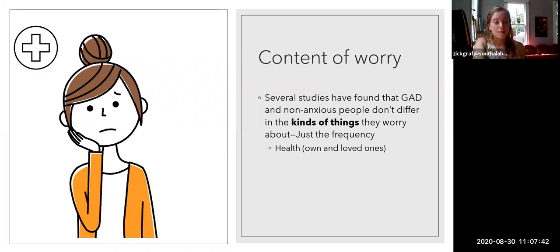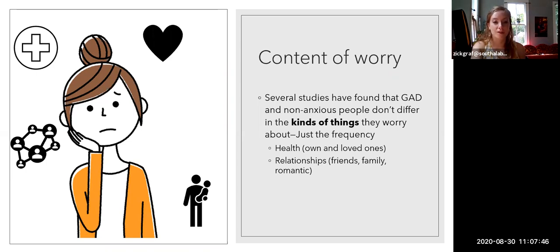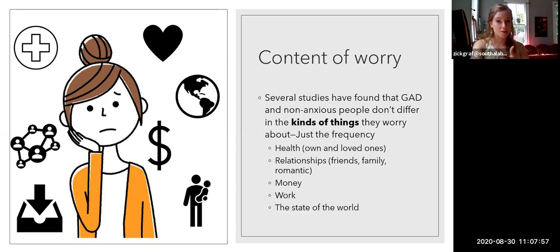So people with GAD worry about health. They worry about their own health and that of their loved ones. They worry about their relationships, so maintaining their relationships, the health and safety of their family and friends. They worry about money, they worry about work, they worry just really broadly about the state of the world: global warming, the election, the economy, the pandemic. And again, these are things that all of us worry about. The difference with GAD is really just a matter of degree. So we're all on that worry spectrum, and people with GAD are just at the far extreme.